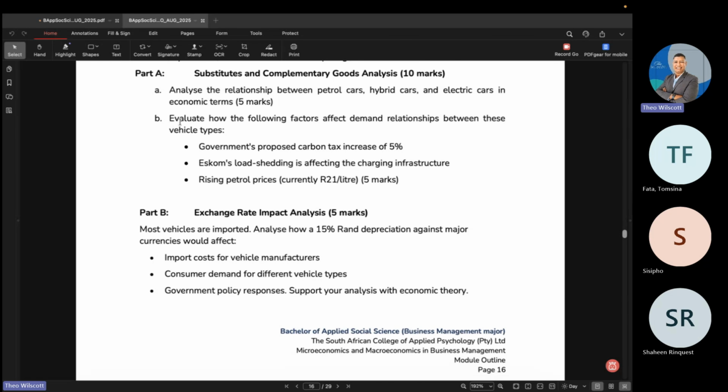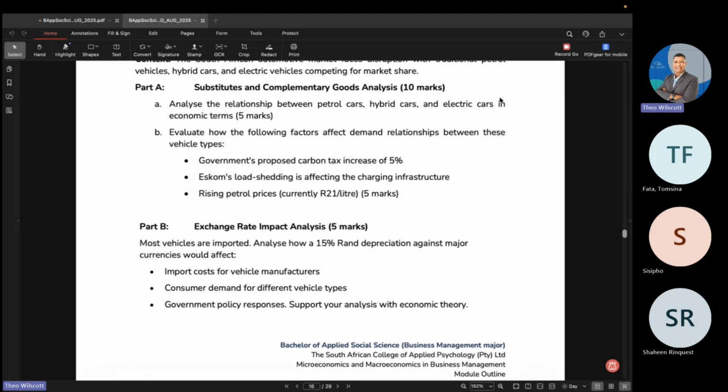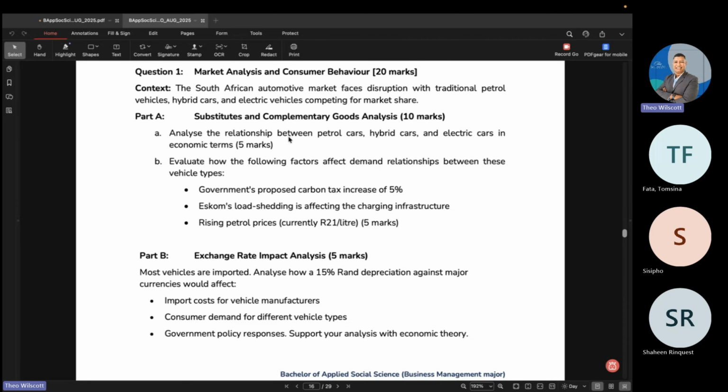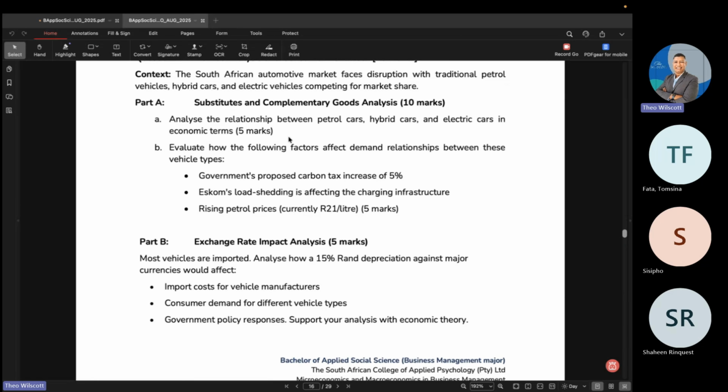So let's have a look. The first question is, analyze the relationship between petrol cars, hybrid cars, and electric vehicles in economic terms. Now, that's a very broad question, and it's only 5 marks, because with that question you can really go off and start talking about it. So when we talk about a relationship, we can talk about it in terms of demand and supply, pricing, and substitutions. So are hybrid and electric vehicles direct substitutes for petrol vehicles? Is an electric vehicle a substitute for a hybrid car? Is a hybrid car a substitute for a petrol vehicle? Are they interchangeable? Are they direct substitutes, or are they complementary?